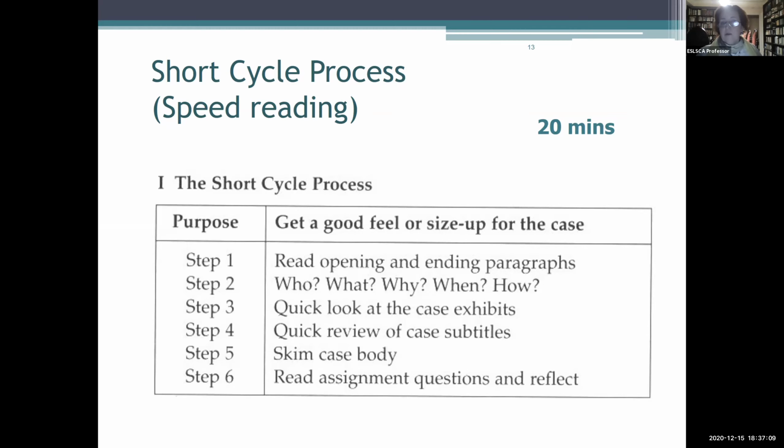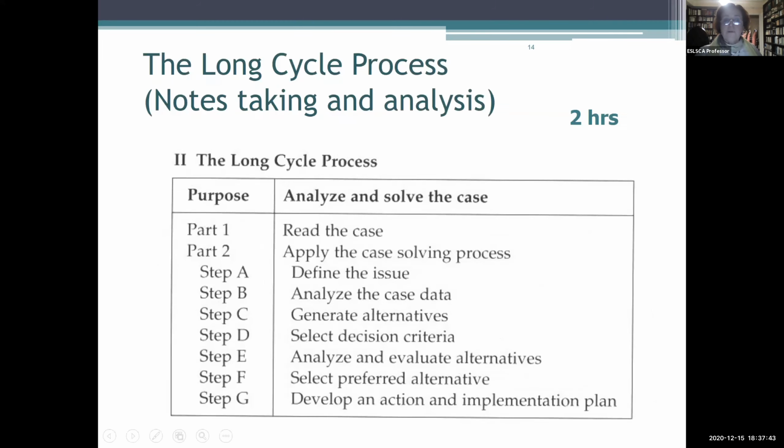So to speed read any case or any article, you can just read the opening and ending paragraphs and ask the questions: who is the decision maker, what's the problem, why did it happen, when should the decision be made, and how should it be made. Then you take a quick look at the case exhibits. Usually a case has several exhibits, up to 8 or 9, and review the case subtitles. Then you read the assignment questions and reflect. In this way, spending 20 minutes on the case, you can have a pretty good idea about what the case is.